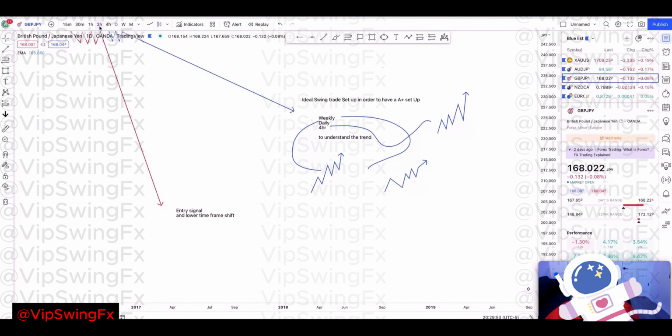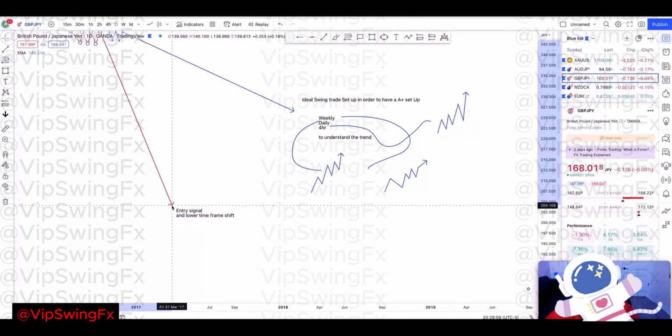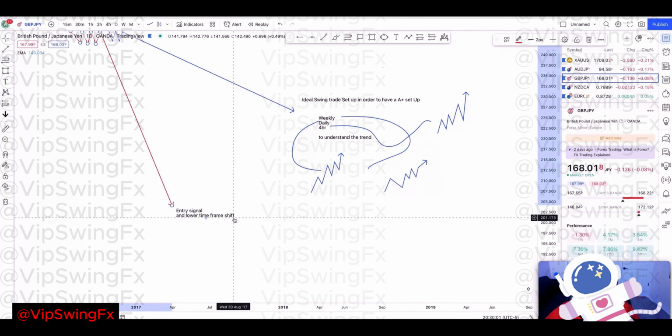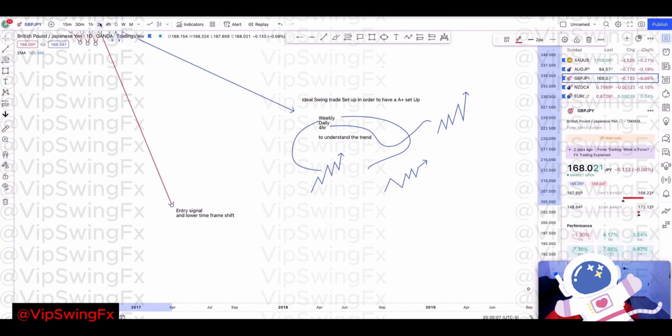And then these time frames here, 2-hour, 1-hour, 30-minute, are simply to look for an entry signal and a lower time frame shift. That is it. I'm not going to be doing a full top-down analysis on any of these time frames. I do a full top-down analysis on the 4-hour, on the daily, and on the weekly. After I've done my full top-down analysis on these 3 time frames, that is when price gets to my area of interest. Once I get my rejection candle, once I get my shift at the lower time frame, that is when I look for my entry signal on these time frames.